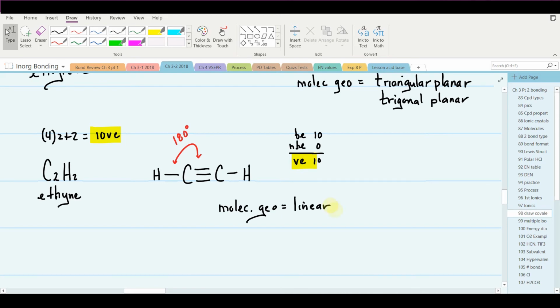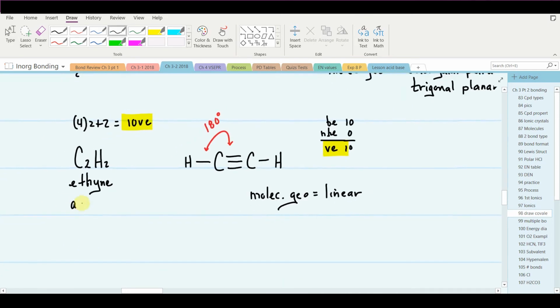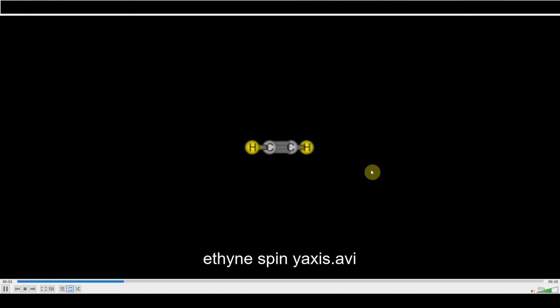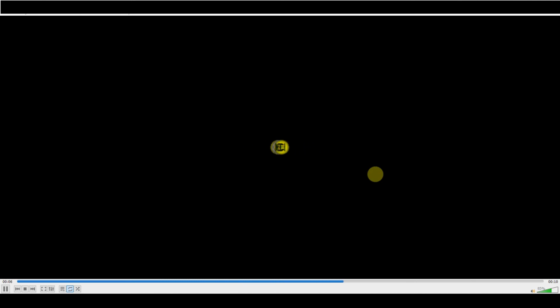Let's look at an animation of acetylene. Acetylene is the common name for ethyne. Welder's fuel is acetylene or ethyne. Let's look at an animation of that. Right, so there's ethyne or acetylene. Carbon-to-carbon triple bond.